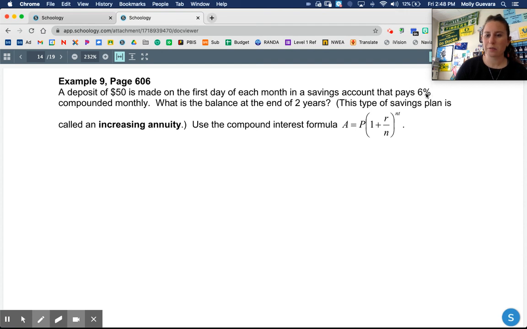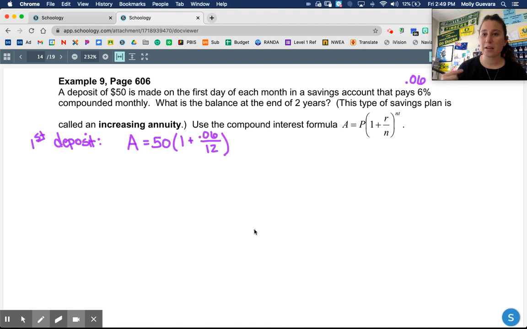One thing that I want to remind you is that if you have a percent, you have to change that to a decimal before you can plug it in for R. Okay, so if we think about this, my first deposit is going to be using the formula here where I put in $50 and I have 1 plus my R, which is 0.06. My N is how many times a year it's compounded. Well, since this is compounded monthly, my N is going to be 12.